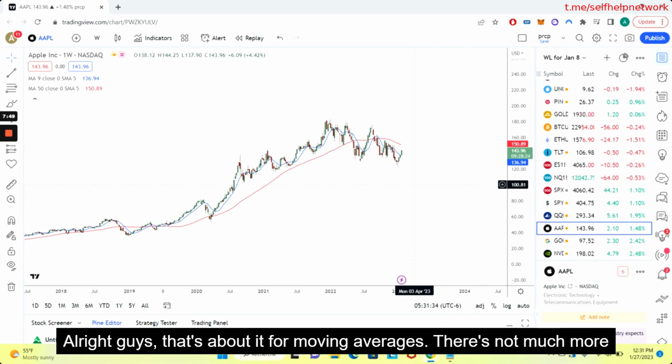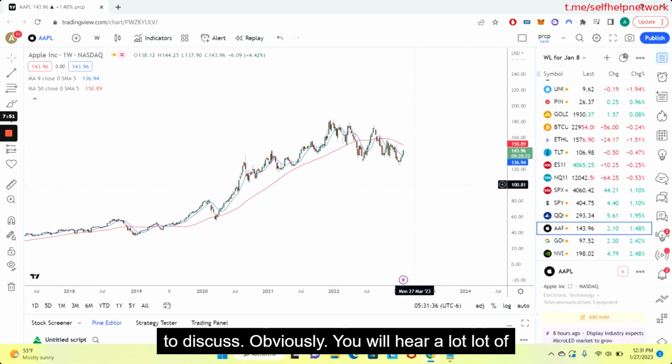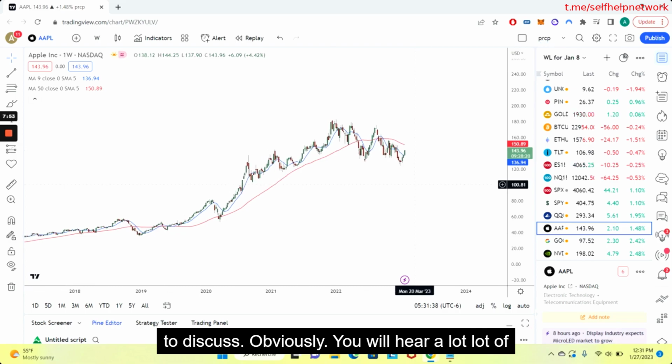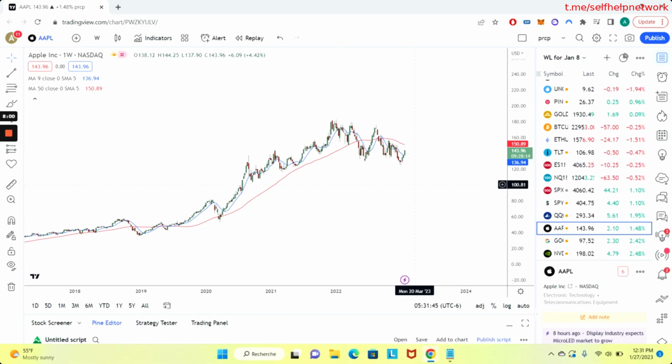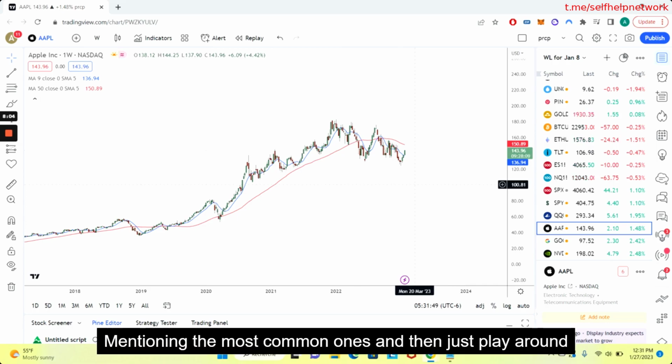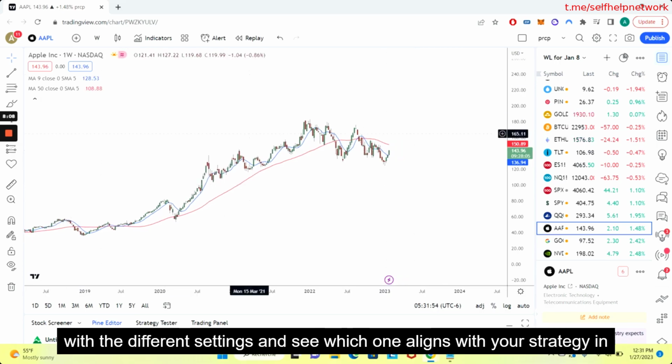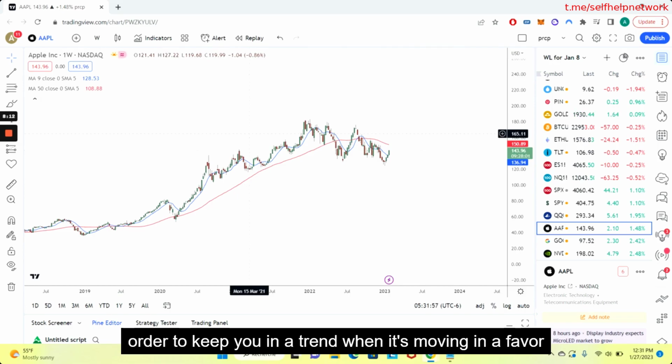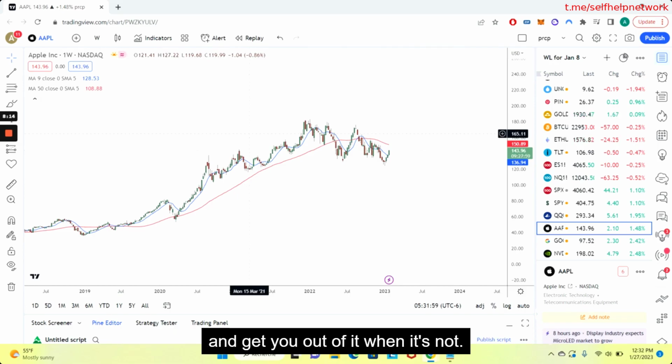Alright guys, that's about it for moving averages. There's not much more to discuss. Obviously you will hear a lot of things that people come up with for their own system. But just keep it simple, keep the knowledge there, remember the most common ones, and then play around with the different settings and see which one aligns with your strategy, in order to keep you in a trend when it's moving in your favor and get you out of it when it's not.